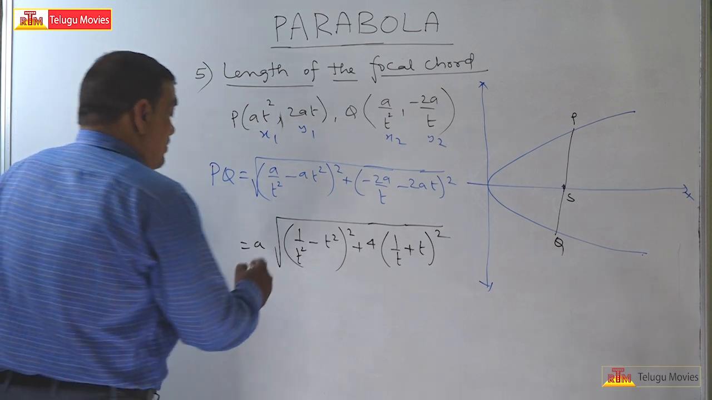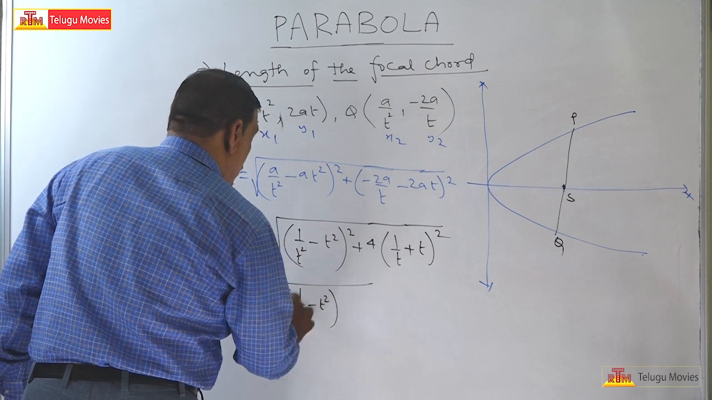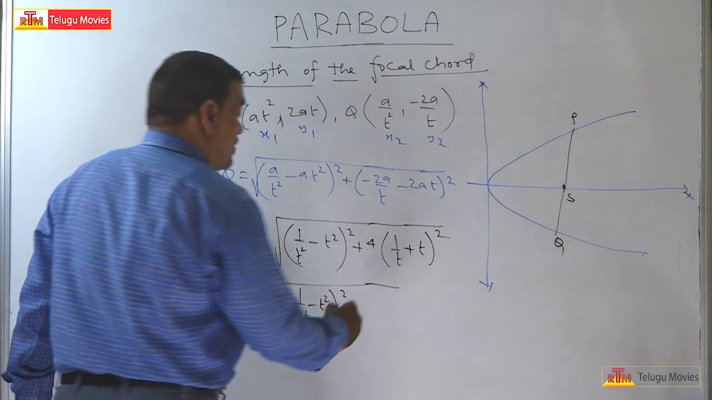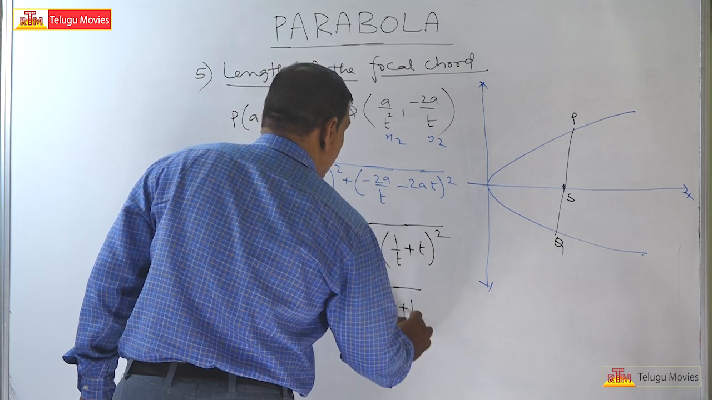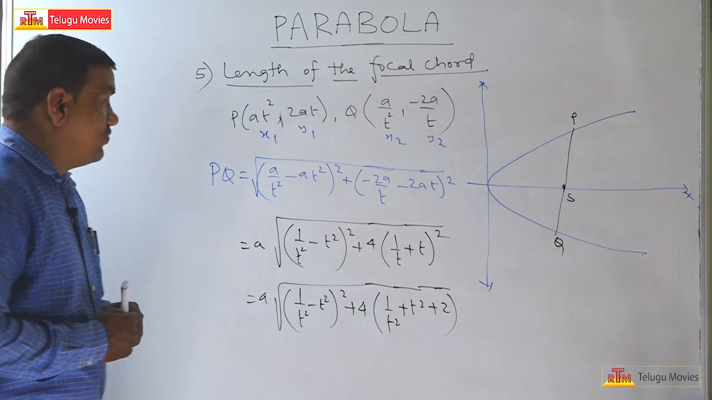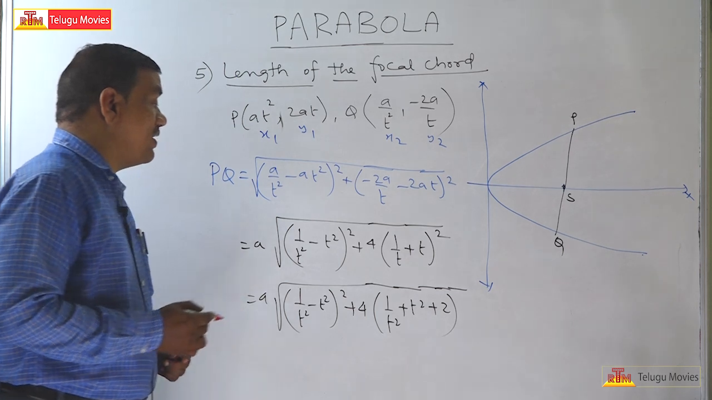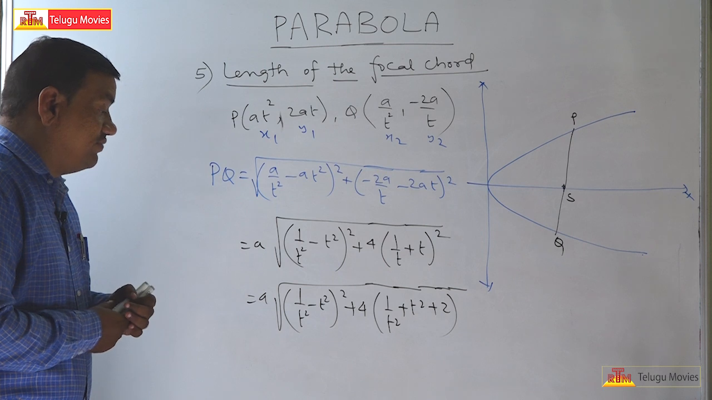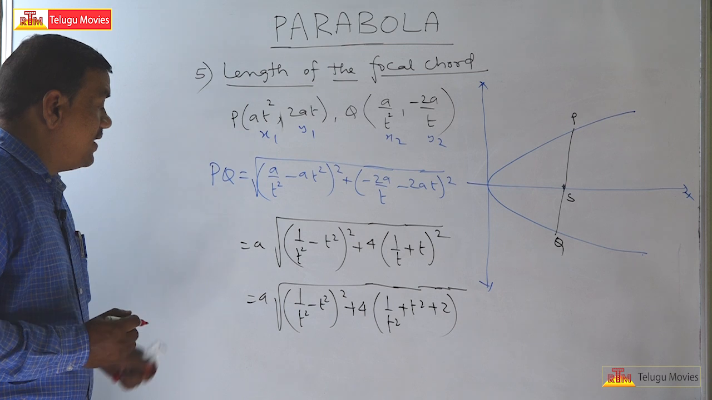Right, you can simplify this. This is equal to a into under root of (1 by t square minus t square) whole square. This is equal to (a plus b) whole square. (a plus b) whole square means a square, that is (1 by t) whole square, plus b square, that is t square, plus 2ab. Of course, here previously 4 will be there. 2ab means 2 into 1 by t into t. Okay, now, right.